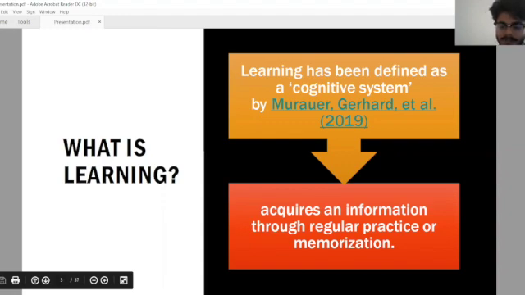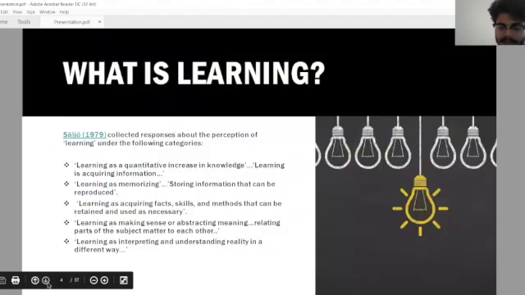So they collected responses about the perception of learning from students, and they came under the following categories. For example, learning as a quantitative increase in knowledge; learning as acquiring information, procuring information for the first time in this case; learning as memorizing, storing information that can be reproduced. So in this case, we are talking about automatization; learning as acquiring skills and methods that can be retained and used as necessary, so the functionality of learning; learning as making sense or abstracting meaning, relating parts of the subject matter to each other. So this is talking about the network that we can establish in terms of learning; and learning as interpreting and understanding reality in a different way. So this is about the meta-linguistic perception.